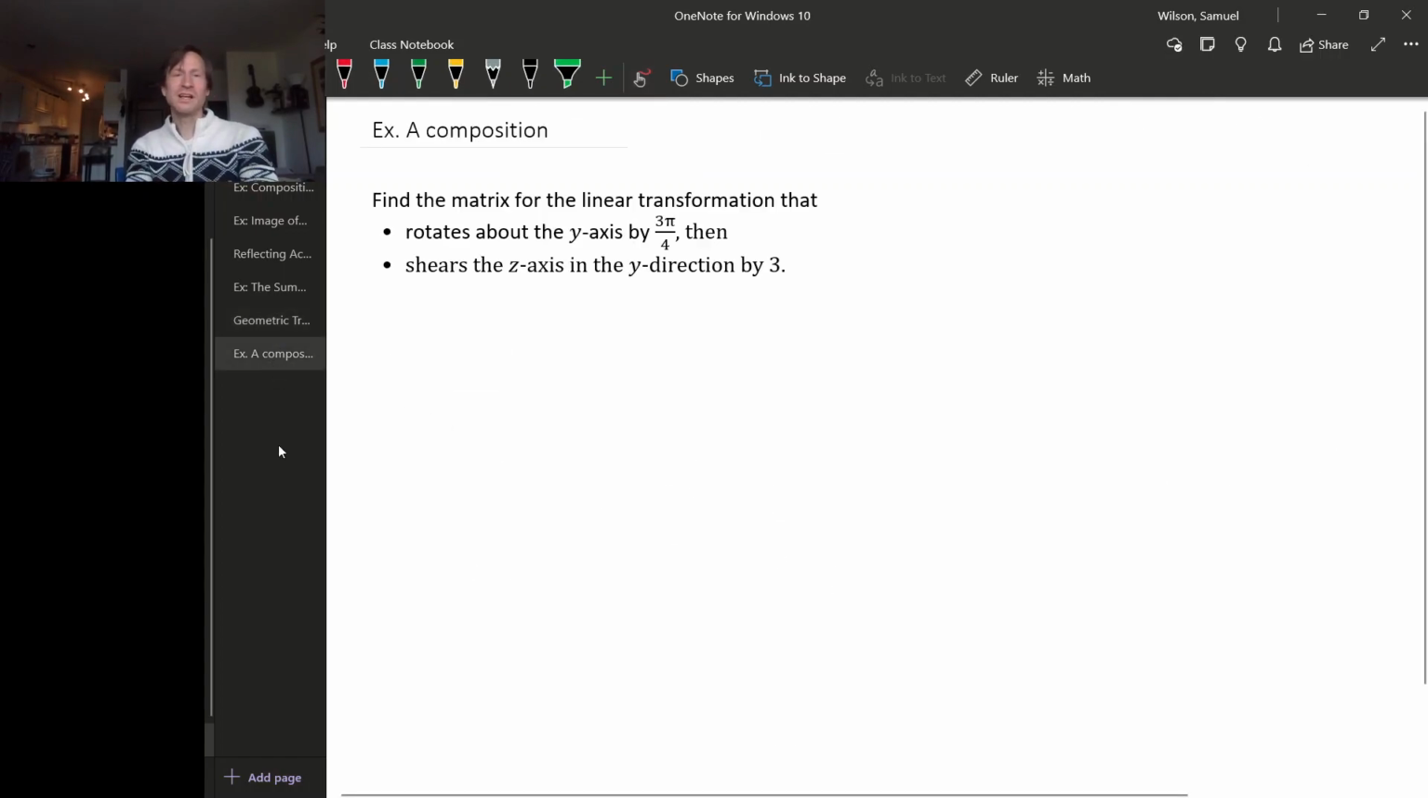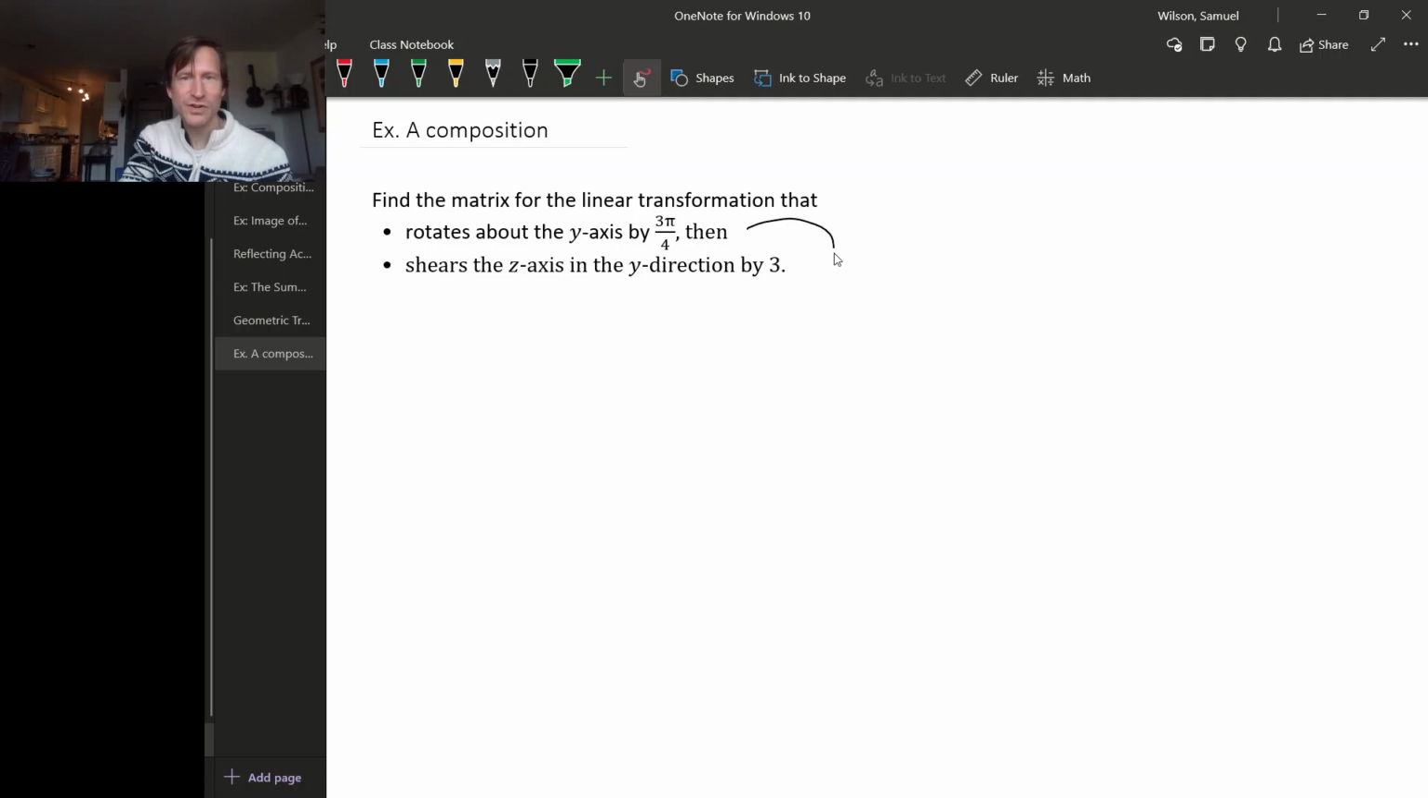Let's look at an example. Let's find a matrix for the linear transformation in R3 that rotates about the y-axis by 3 pi over 4, and then shears the z-axis in the y direction by 3. The rotation happens first, so it goes on the right. The shear happens second, so that goes on the left.